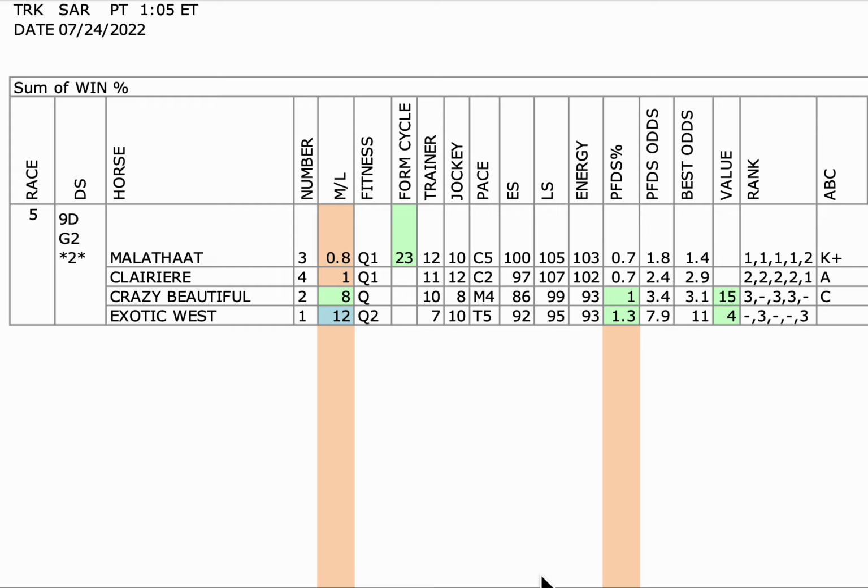I think you'll see easily who I like, but this race five is pretty interesting, basically a 2-horse race, Malathat and Clarier, 3 and 4. They're 4 to 5 and even money on the morning line. They'll probably both go off at even money or less, which means they both have greater than 50% chance of winning, which obviously is not true. So there's the takeout. There's no way to bet either of those horses to win and make any money.